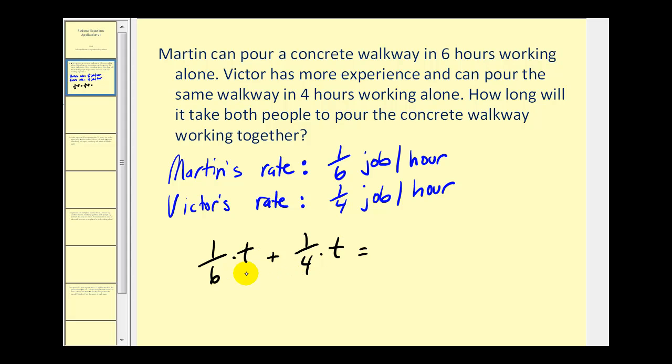Since we want to know when this job would be 100% complete, 100% as a fraction would be equal to 1. And this is the equation we need to solve in order to determine how long it will take if they both work together. Now if we wanted to, we could rewrite this as t over 1 and t over 1. So we could write this equation as t over 6 plus t over 4 must equal 1. Let's go ahead and take this equation over to the next screen and then solve for t.